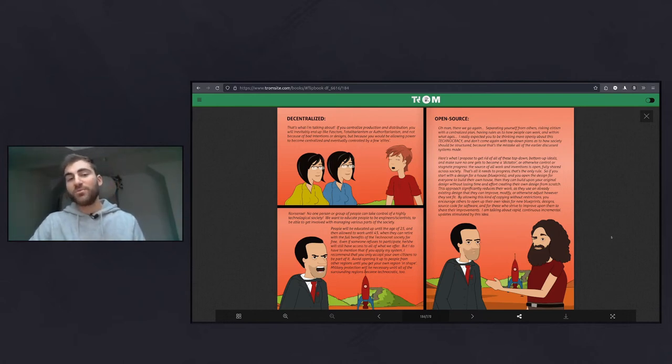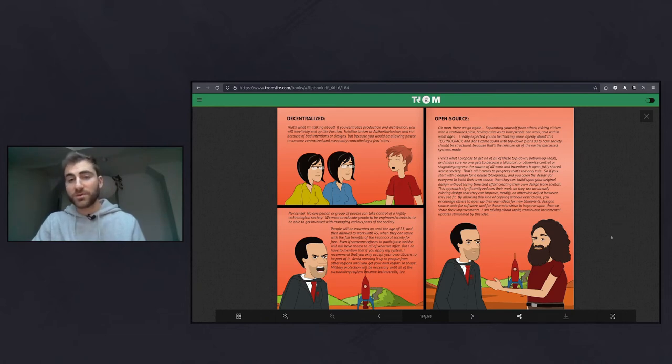And that's also what open source is arguing. Oh man, there we go again. Separating yourself from others. Risking elitism with a centralized plan. Having rules as to how people can work and within what ages. I really expected you to be thinking more openly about this, technocracy. And don't come again with top-down plans as to how society should be structured. Because that's the mistake all of the earlier discussed systems made.